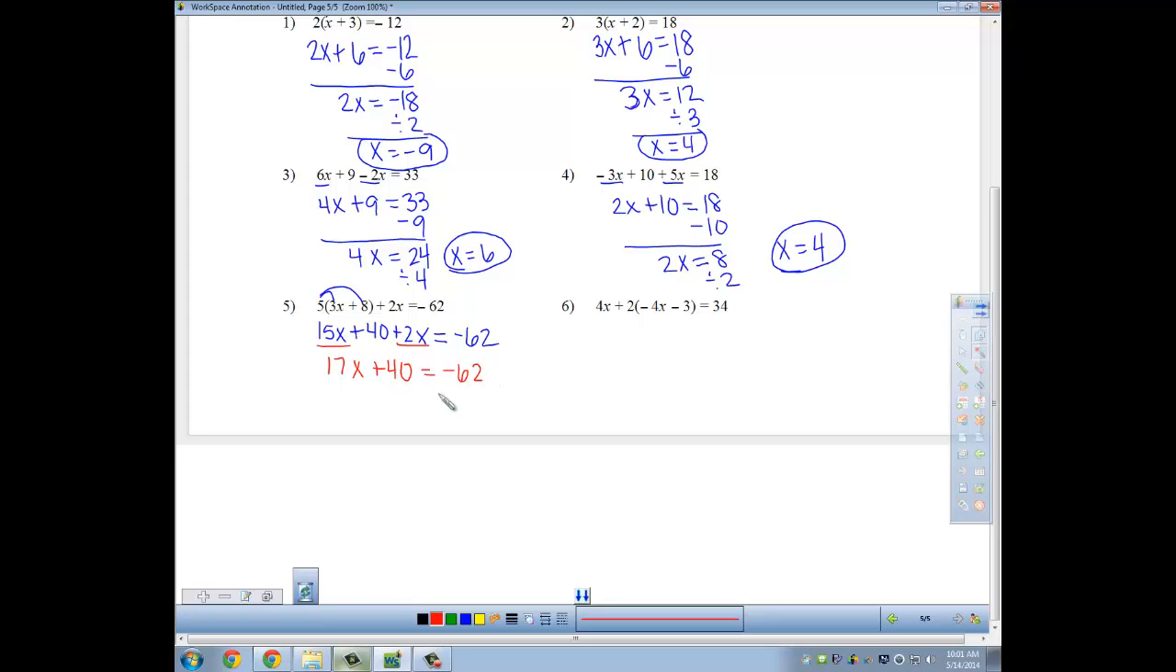I'm then going to subtract 40 to the other side. We get 17x equals negative 102. Divide by 17. We're going to get x equals negative 6.